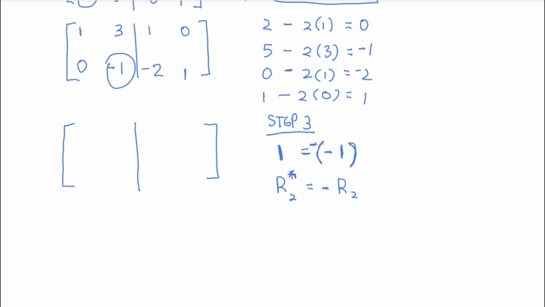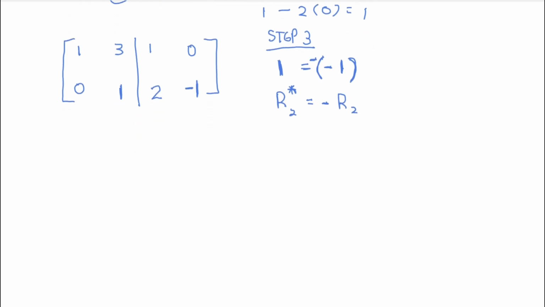Okay, so now what you have, you didn't change anything in row 1, so you just copy back everything. Then for the new row, here will be 0, negative 1 times negative, you will get 1. Negative 2 times negative, you will get 2. 1 times negative, you will get negative 1. Understand?